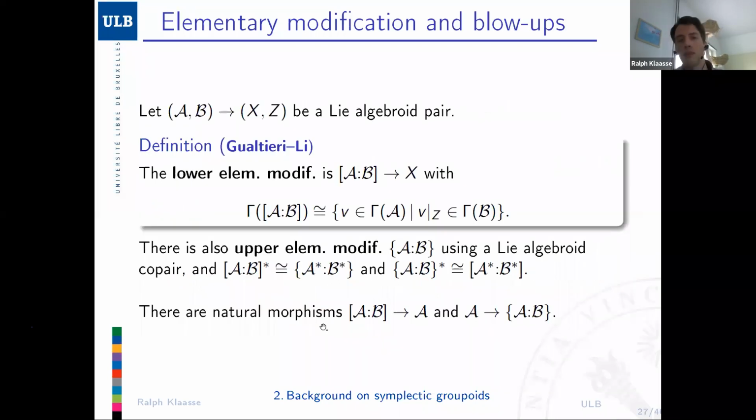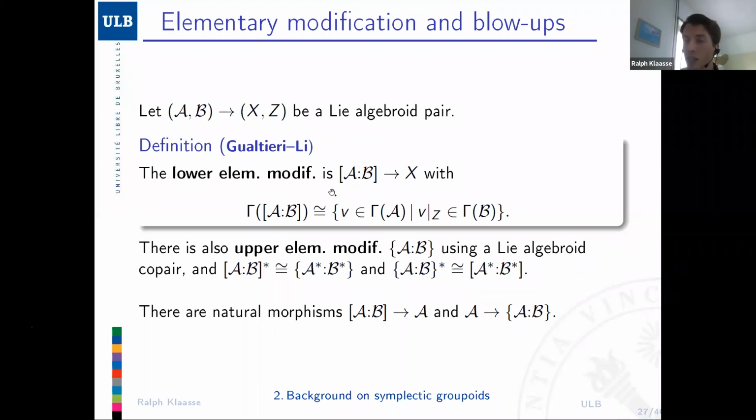Okay, so now I'm describing work by Gualtieri and Li. You start with a manifold X and a hypersurface Z. And then this Lie algebroid pair is just a Lie algebroid A over X and a Lie subalgebroid B over Z. What you can then do is modify the Lie algebroid A in this manner. So you say that you're only looking at sections of A which, when you restrict, lie in B. Now, as it turns out, because Z is a hypersurface, this gives you a projective module. Hence, there will be something called A dot dot B, which has that as its sheaf of sections, and this will again be a Lie algebroid.